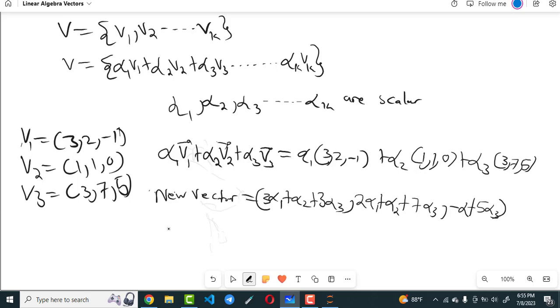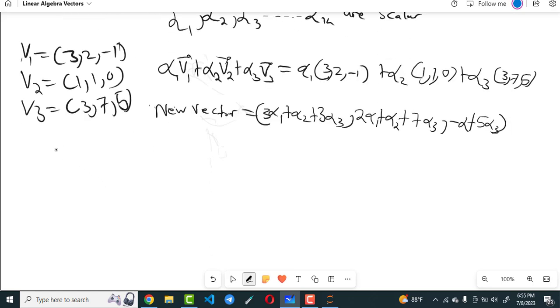So this is just simple math where we are just adding these numbers: 3 plus 1 plus 3, 2 plus 1 plus 3. But now we are adding alpha. So this will be alpha 3. It will be 3 alpha 1, 3 alpha 2, 3 alpha 3, for scalars.